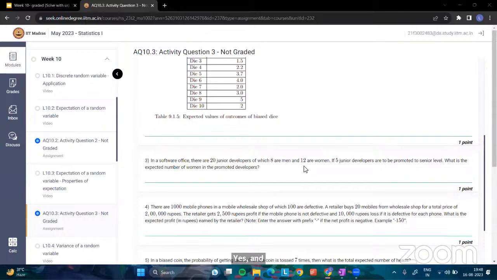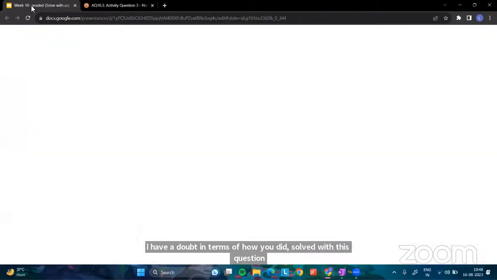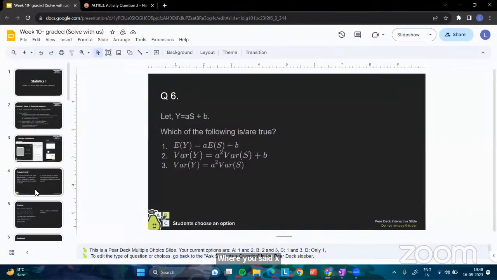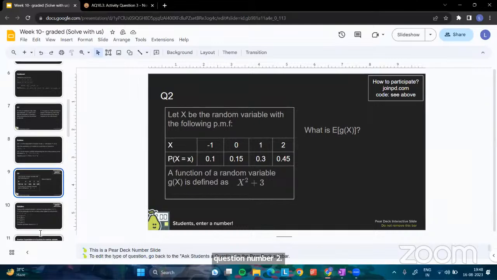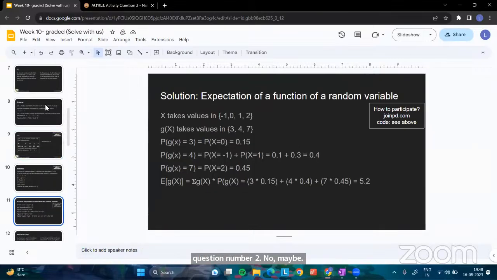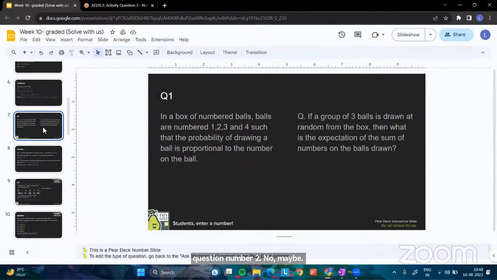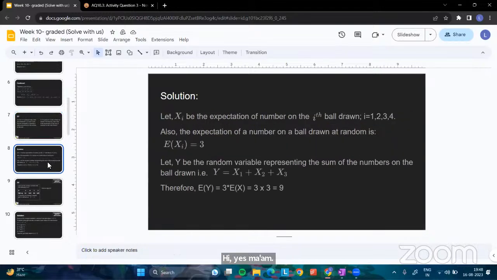Hari, you can ask your question. Ma'am, I have a doubt about how you solved question number 2, where you said x1, x2, x3 is almost equal to x. Maybe question number 1, part 2, I think. This one? Yes, ma'am. No, I didn't say it's almost equal. I said these follow the same distribution.